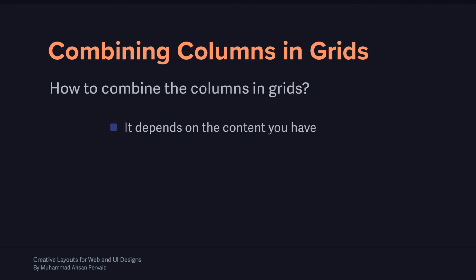Now you already learned about grids. Now the question is how we are going to combine different columns inside our grid. Why should I combine 4 columns for this content and why not 6 columns or half the columns? So it is going to depend on the content you have. If you have few lines, they might fit into 3 columns. If you have just a logo, it might fit into 2 columns.